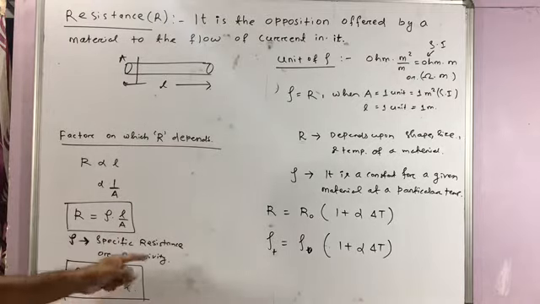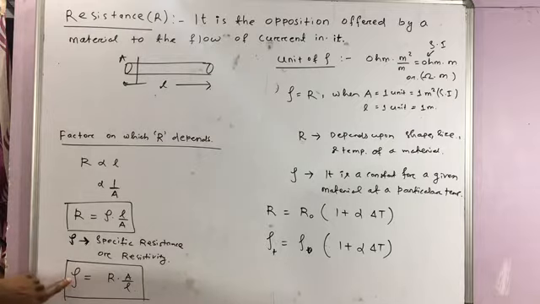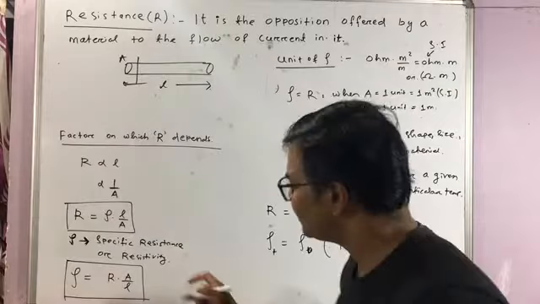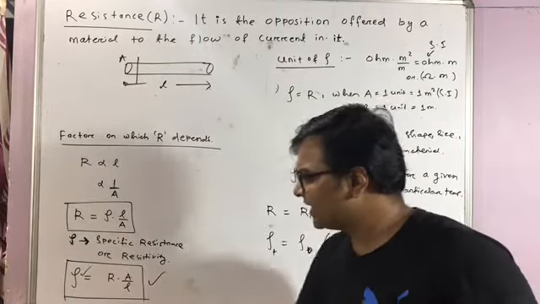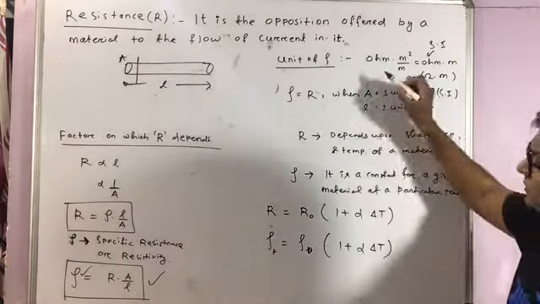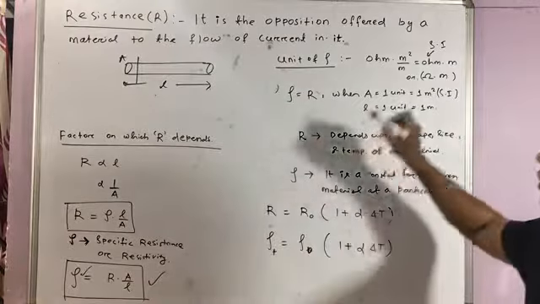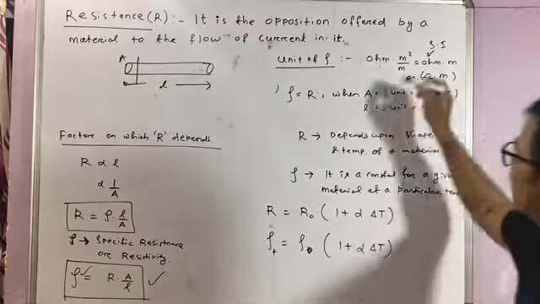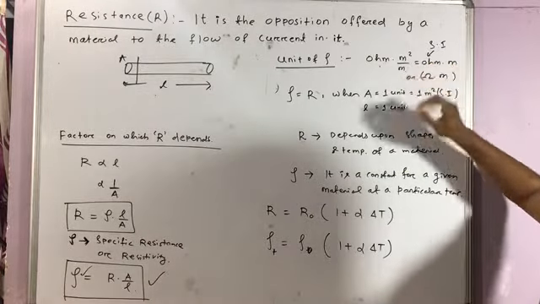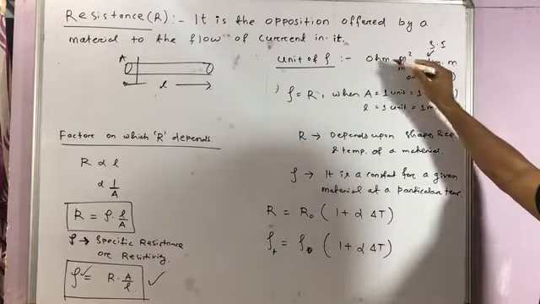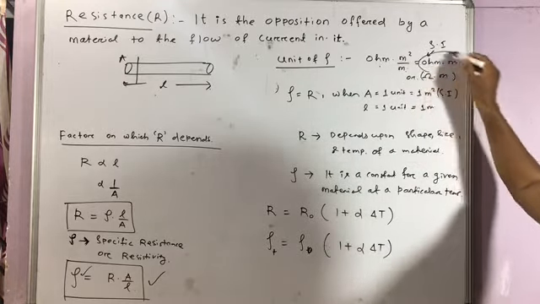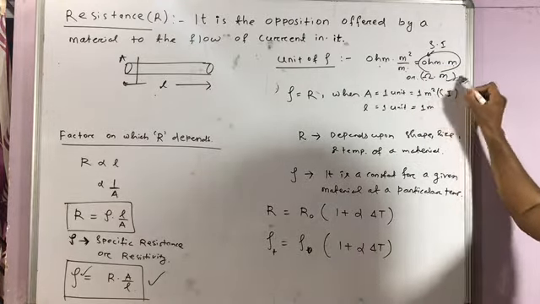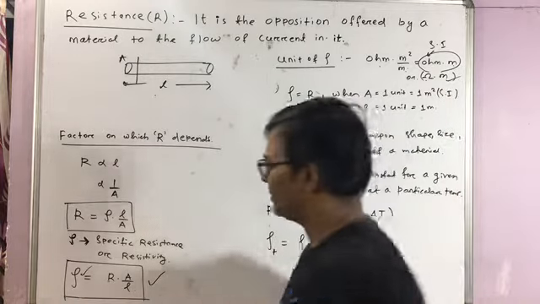Here rho is called resistivity or specific resistance, and from here we can write rho is given by RA upon L. So from this equation we can find out the unit and dimension of rho. The unit of resistance is ohm, area is meter square and L is meter. So meter square divided by meter is simply meter. So your unit is ohm meter, and the symbol is ohm meter. That is the unit of your resistivity.